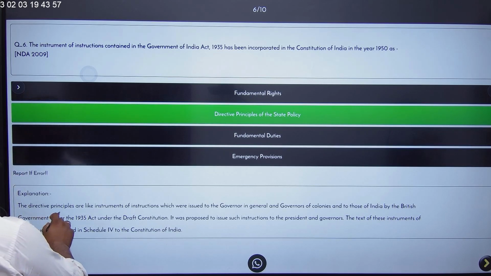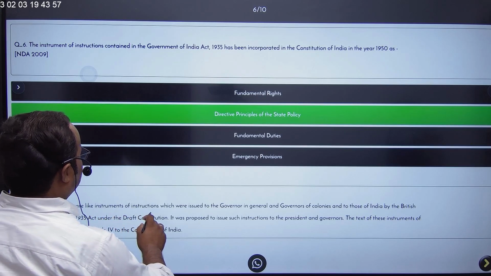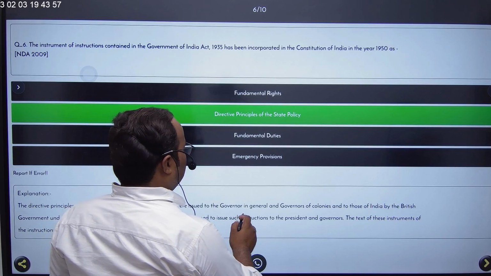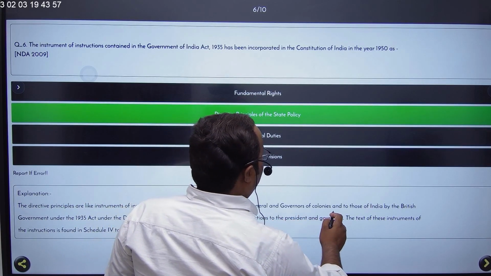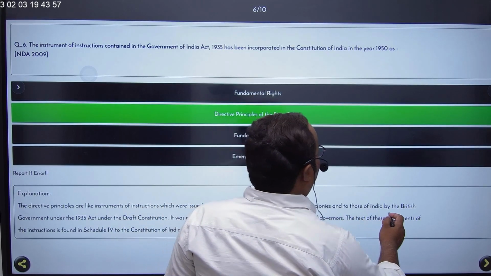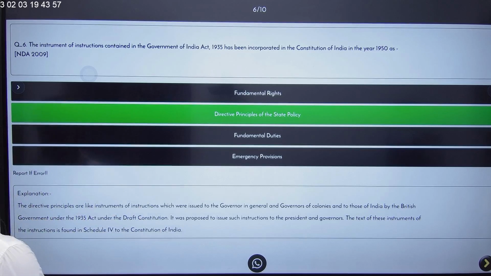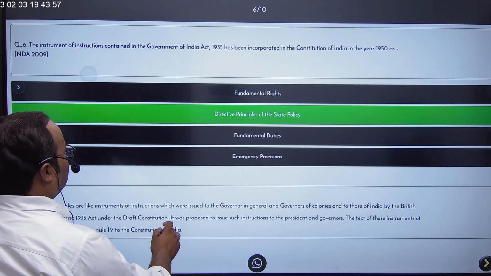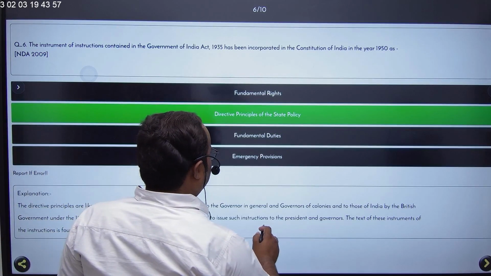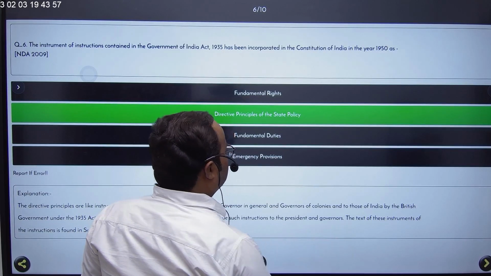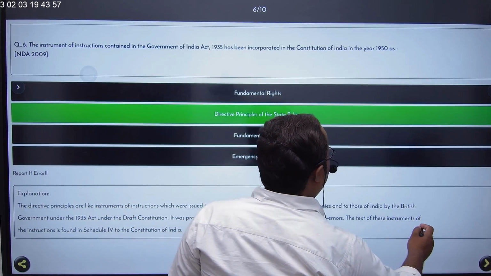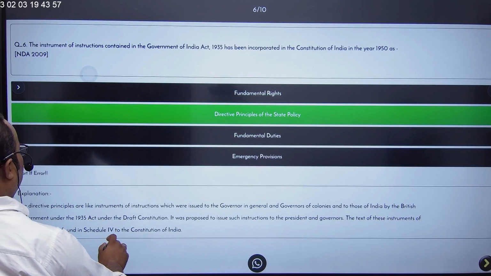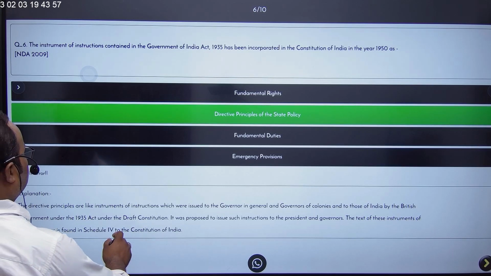The directive principles are like instruments of instruction which were issued to the governor-general and governors of colonies, and to those of India, by the British government under the 1935 Act. Under the draft constitution, it was proposed to issue such instructions to the president and the governors. These instruments of instructions are found in Schedule 4 to the Constitution of India.